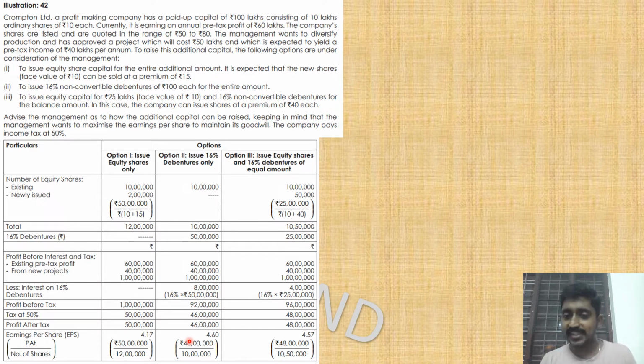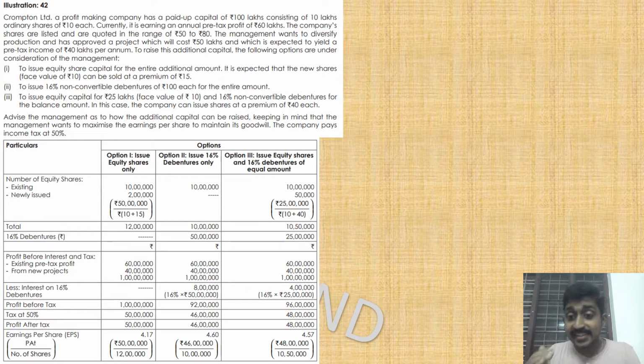Okay, so here you can see when debt fund is there, that is giving you the maximum earning per share, because in the other two cases your number of shares is increasing. Profit after tax divided by number of shares is the EPS. So as your number of shares is increasing, your EPS is going down in option 1 and option 3. But in option 2, it is purely funded by debt and optimal debt. Over debt burden is injurious to the P&L. But this is optimal debt.